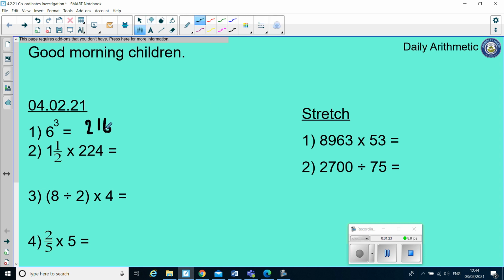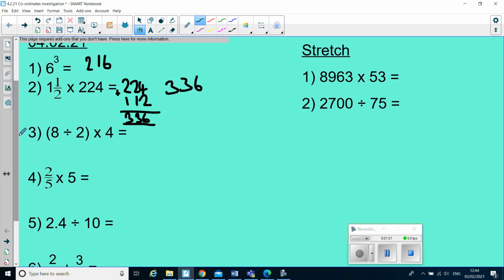Okay, question number 2. We've got 1.5 times 224. Remember, to do this we do 1 lot of 224 plus half of 224. So 1 lot of 224 is 224, plus a half of 224, I can do that in my head. That's 112. Add them together and it gives us the answer 336 for question 2.